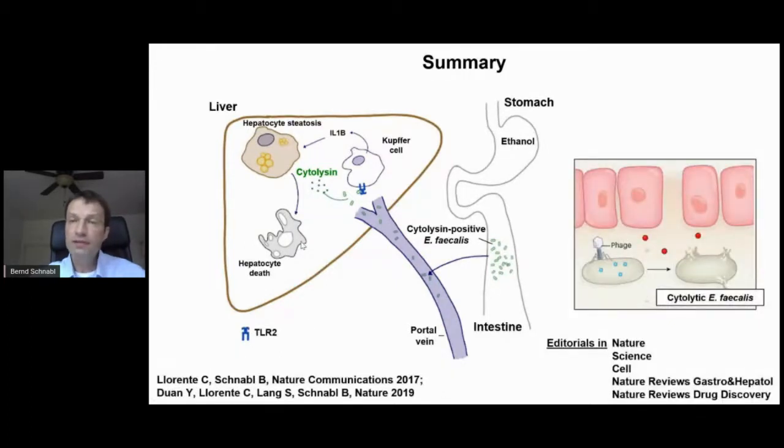And the novelty, obviously, that I've shown you now, is that we have bacteriophages that can very specifically target this cytolytic Enterococcus faecalis. They can kill the bacteria. They can decrease cytolysin production and can ameliorate liver disease. And this was very much highlighted in the scientific literature. And essentially, this was praised as now we are able to edit very precisely the gut microbiome.